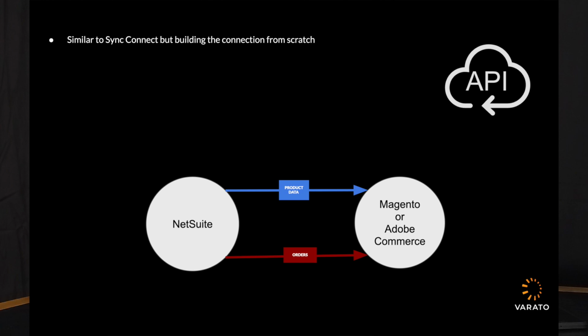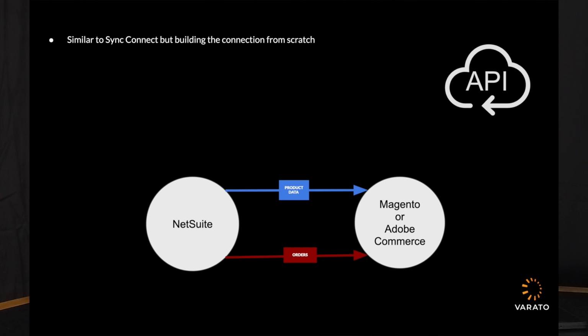And the last is just an API connection. So you can connect these two systems yourselves. You can hire a developer. You can create a custom connector, a custom API, which might be a great solution for you if you have an in-house dev team or you're already working with a dev team and what you're trying to do is very simple and you don't want the expense of a Celigo and you don't need a full-blown solution like Sync Connect. This might be a good solution. Of course, we could also help you with this if that's required.